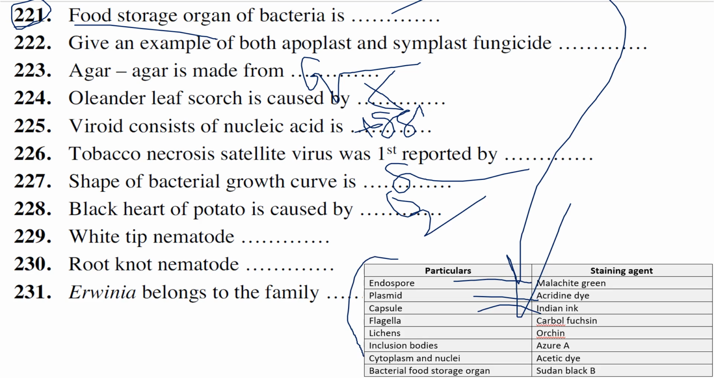So these are a couple of staining agents used for identification. For endospore identification, we recommend malachite green. For plasmid staining, we recommend acridine dye, capsule India ink, flagella staining carbol fuchsin, Leifson staining agent, inclusion body staining agent azure, and cytoplasm and nucleus staining agent acetic dye. Bacterial food storage organ, that is poly-beta-hydroxybutyrate, is stained with Sudan black B. So these are all the different kinds of staining agents.